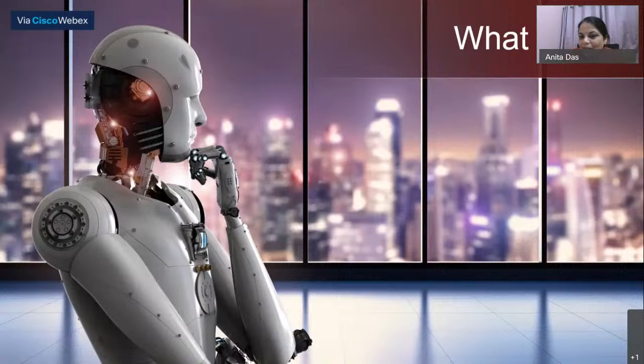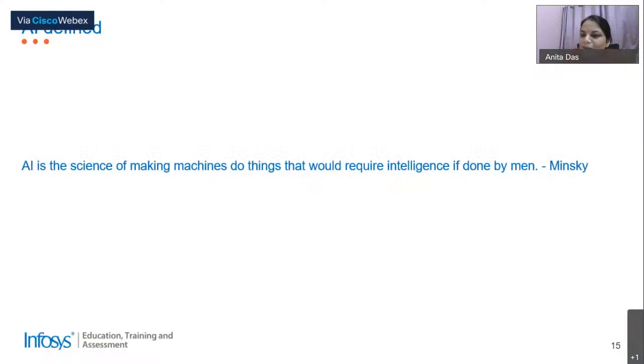That is, what is AI? According to Marvin Minsky, who is one father figure in AI, AI is the science of making machines do things that would require intelligence if done by men. Because machines are doing things that require intelligence, and that is not real intelligence, it is artificial intelligence. So machines can do things which would require intelligence if a human being did them. That is how he brought the concept of artificial intelligence.